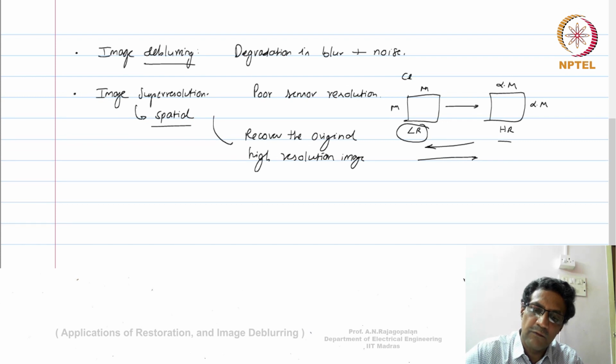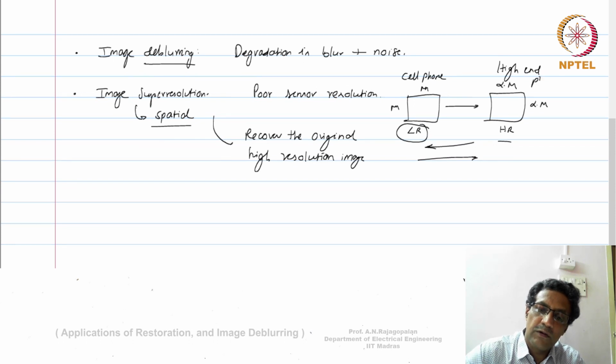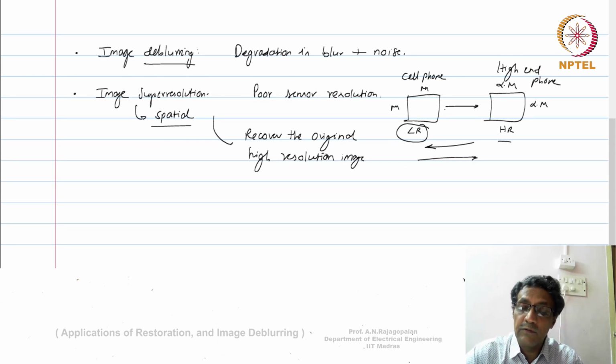So you can think of this as a poor cell phone, and this could be a high-end cell phone. What you're saying is that I would like to capture, because if it's a cheap cell phone, it costs me less, a low quality image, but then I'll use some signal processing algorithm which will give me the equivalent of what I would have otherwise captured with a high-end phone. So if you take this LR, it will produce an HR as though the HR was captured from a high-resolution phone, in the sense that it saves me a lot of money.